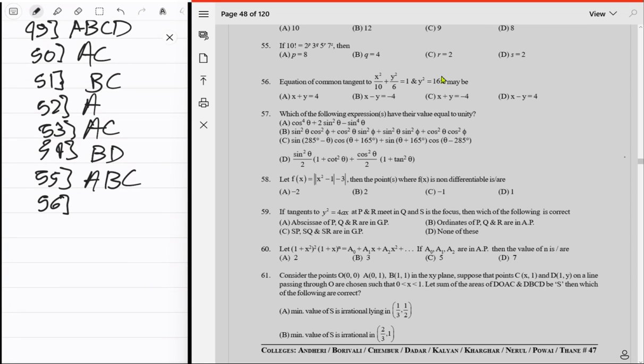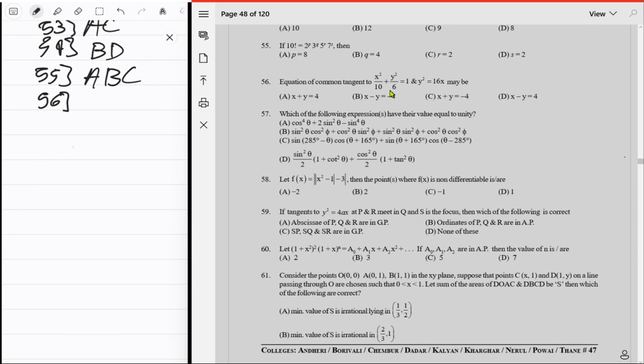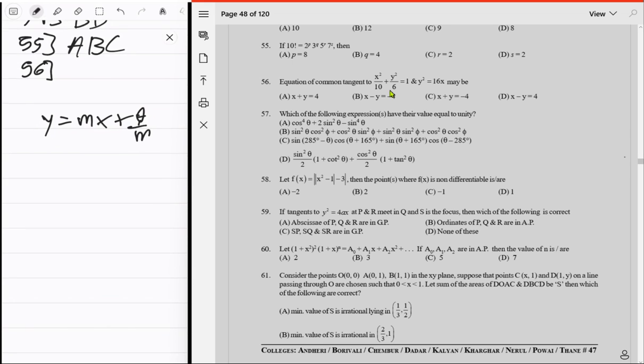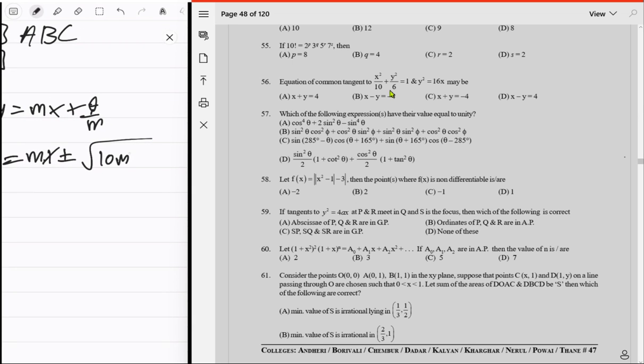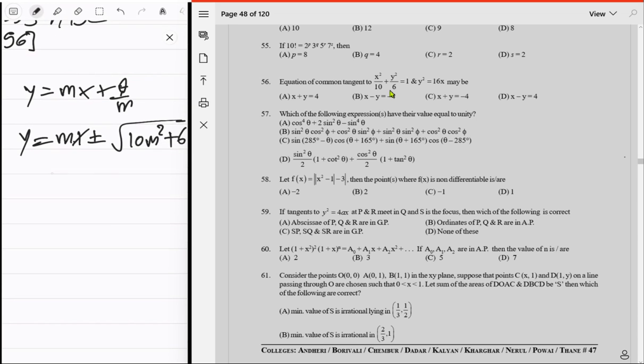The equation of the common tangent to this thing may be, okay, this and this, right. What do we need? y equals mx plus a upon m, like 4 upon m, is the common tangent. And here, just y equals mx plus or minus the square root of a square m square, like 10 m square plus b square, which is 6. So these should be equal, meaning 16 upon m square is equal to 10 m square plus 6. So 8 upon m square is equal to 5 m square plus 3.